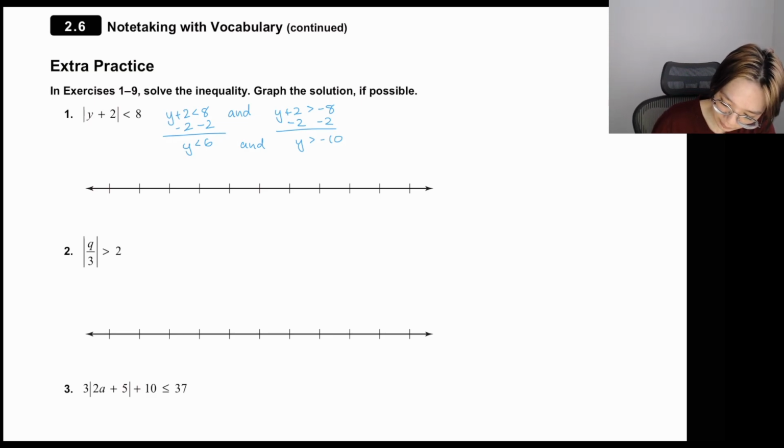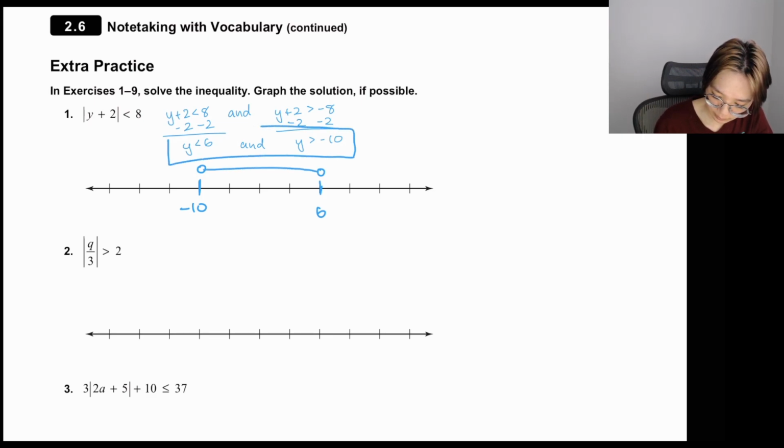I want to graph this. Let's put negative 10 right here, 6 right here. Let's double check that they overlap. Open circles at both. We have greater than negative 10 and we have less than 6. They do overlap. And where do they overlap? In the center right here. And this is my answer.